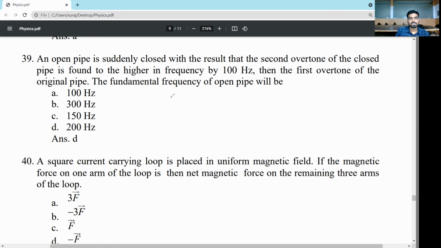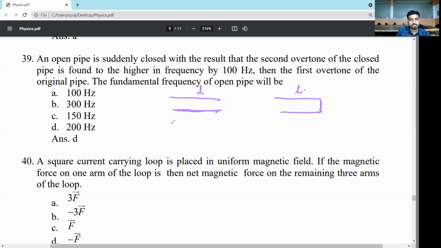The open pipe is suddenly closed. First there was an open pipe, now it is suddenly closed. It became a closed pipe. The second overtone of the closed pipe is found to be higher in frequency by 100 Hz. So the length of the pipe is the same. Now I am just closing it, right? Then the first overtone of the organ pipe, the fundamental frequency of the organ pipe. The second overtone of the closed pipe is found to be higher in frequency by 100 Hz than the first overtone of the organ pipe. First overtone is what here?